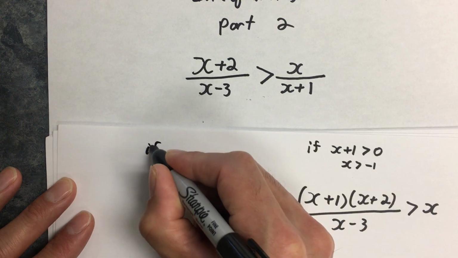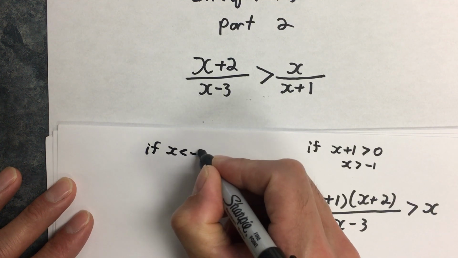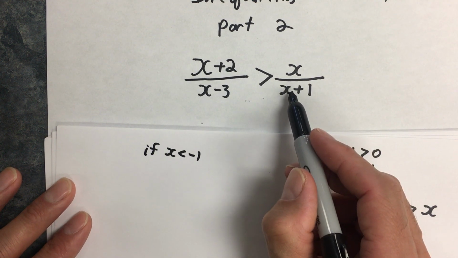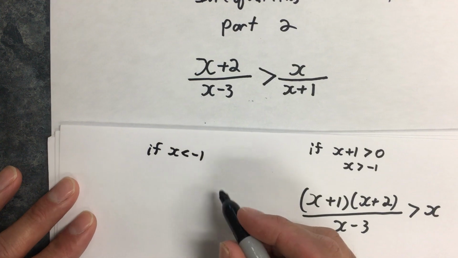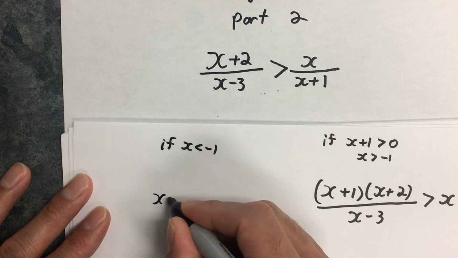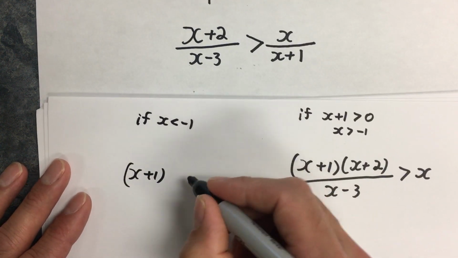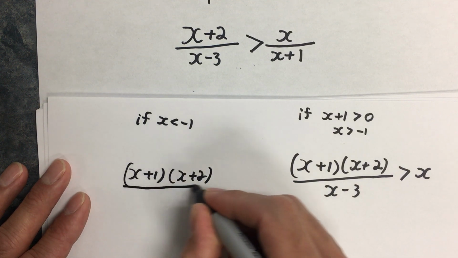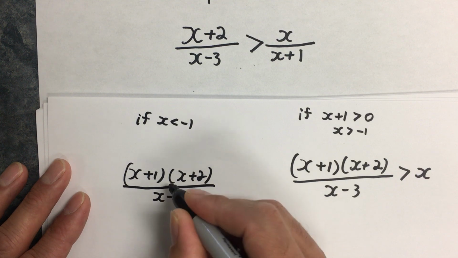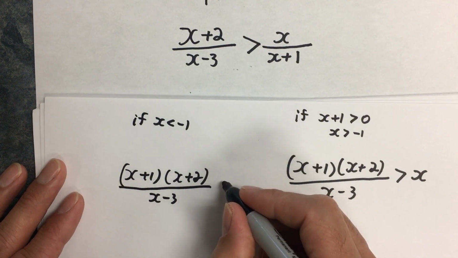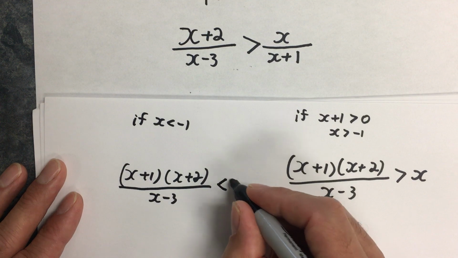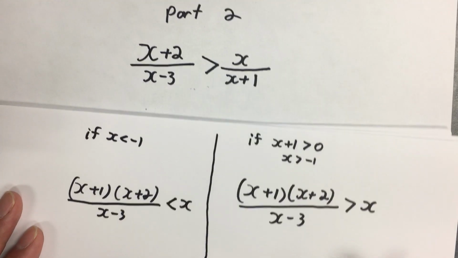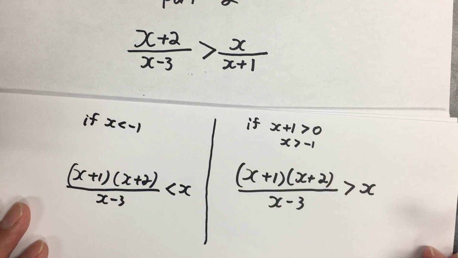What if it's not? What if x is less than negative 1? That means that this is a negative. If this is a negative, I can still multiply it across. I can still get x plus 1 times x plus 2 all over x minus 3. I can do that, except I have to flip my inequality. So this is now split in half. So watch what I did. This is, I think, the trickiest step.